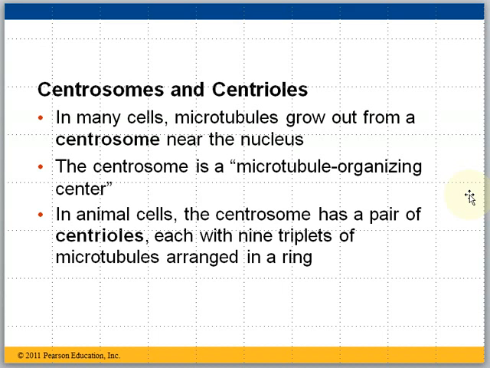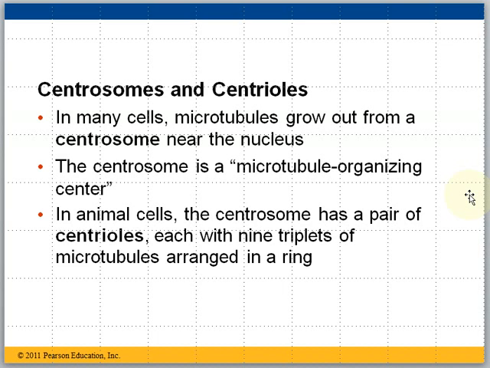In animal cells, an important part of the cell is usually near the nucleus. It's called the centrosome. The centrosome is an area near the nucleus where the microtubules grow from, and it's where they are organized. So in that centrosome area, you have usually a pair of what's called centrioles. And centrioles are a structure that basically is where the tubes, the microtubules, grow from.